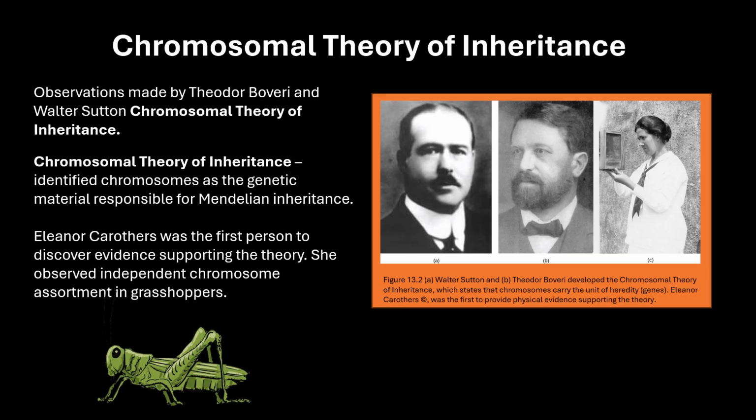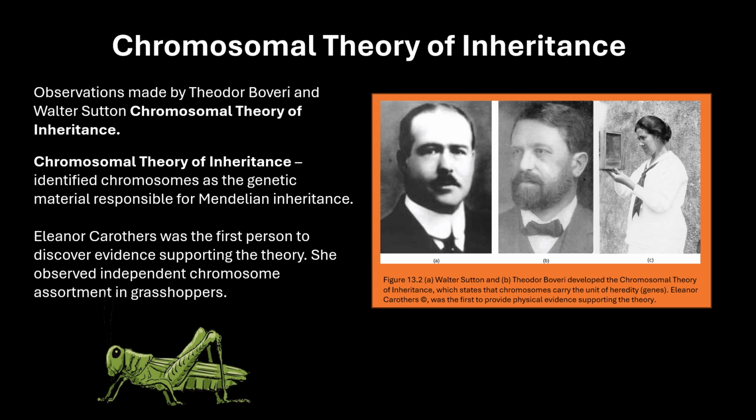So let's start off by talking about the chromosomal theory of inheritance. The observations for this theory were originally made by Theodore Boveri and Walter Sutton in 1902. Theodore Boveri observed that proper sea urchin embryonic development did not occur unless chromosomes were present. Meanwhile, that same year, Walter Sutton observed that chromosome separation into daughter cells during the process of meiosis was possible.